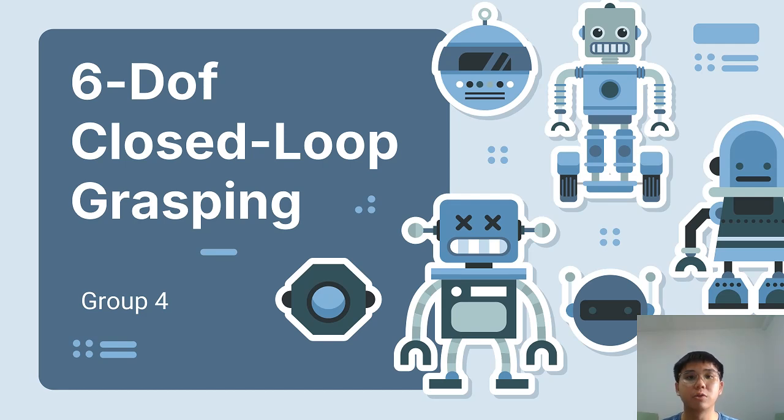Hello everyone, we are from Group 4. My teammates are Teng Cheng, Benjamin, and Giliang. Today, the topic is 6 degrees of freedom closed-loop grasping arm using reinforcement learning.